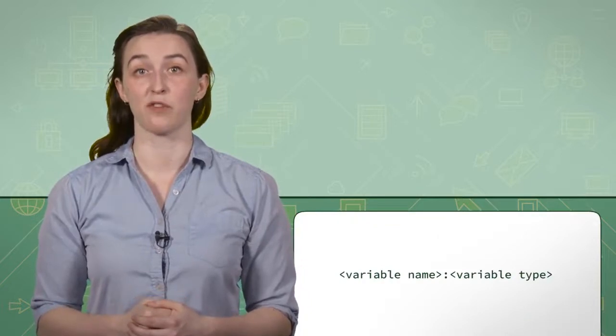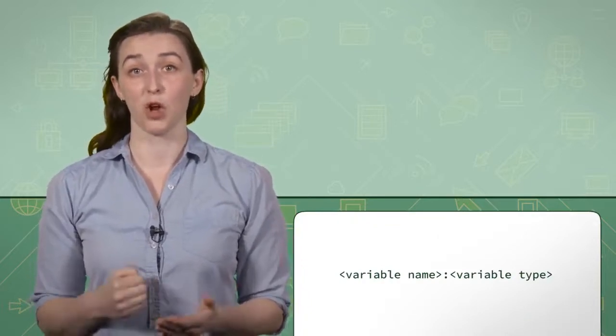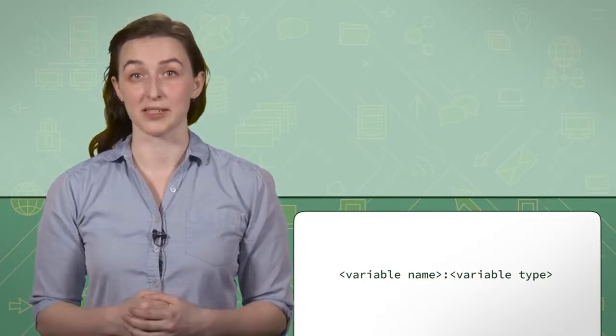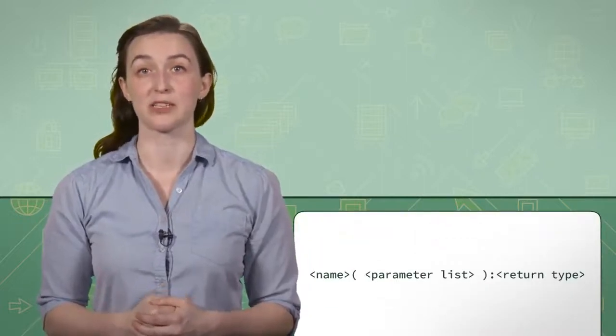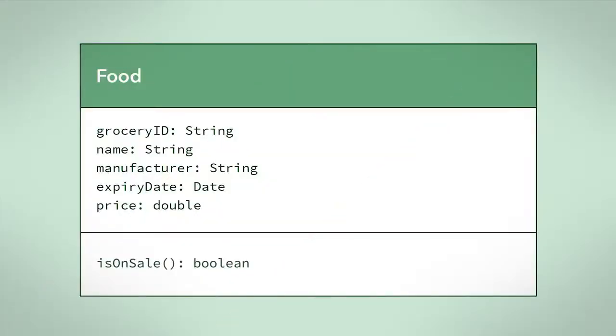Properties, which are equivalent to Java's member variables, are mainly composed of the variable name and variable type. Variable types, much like in Java, can be classes or primitive types. Operations, which are equivalent to Java's methods, are mainly composed of the operation name, parameter list, and return type. For example, a food object could have a method to return if it is on sale or not. To show this, we write a method called isOnSale. This method will return a Boolean to represent if it is on sale. A Boolean value is either true or false. The isOnSale operation takes no parameter, so we don't include a parameter list.